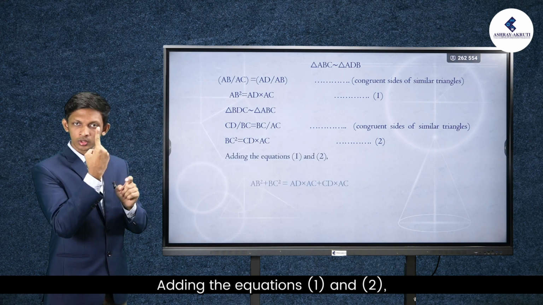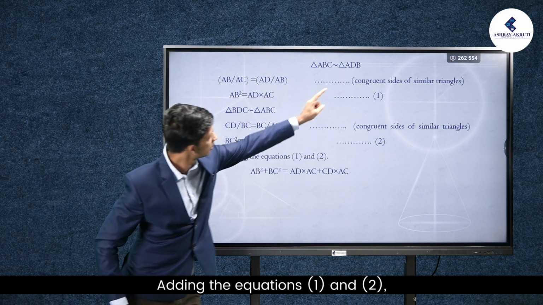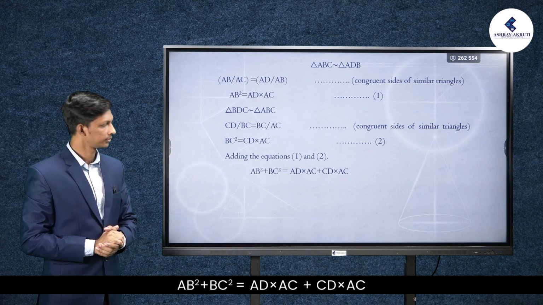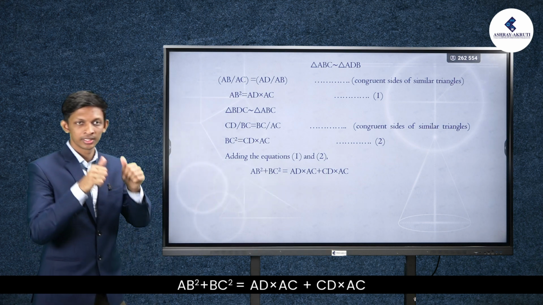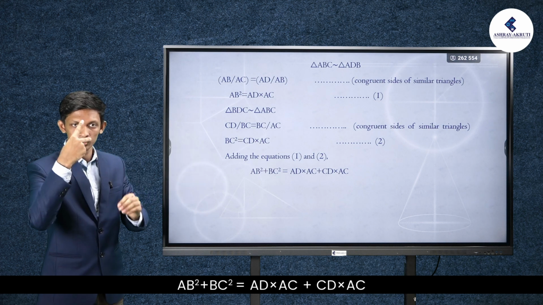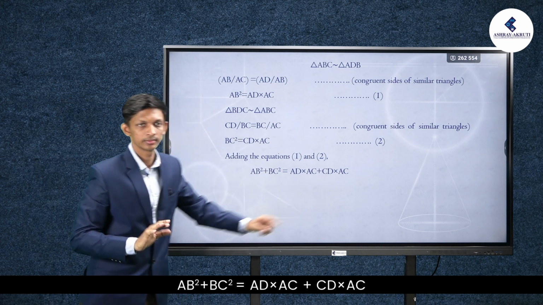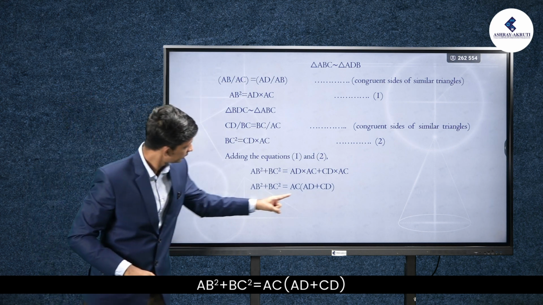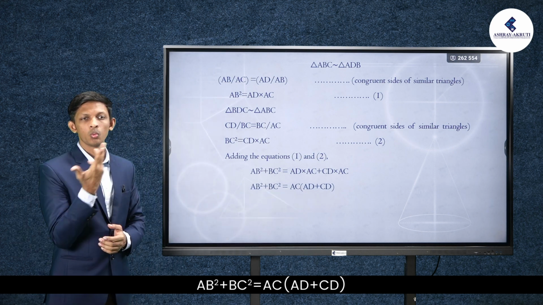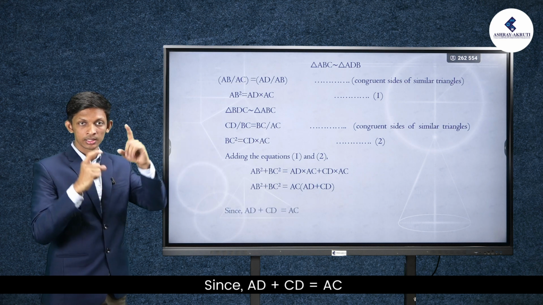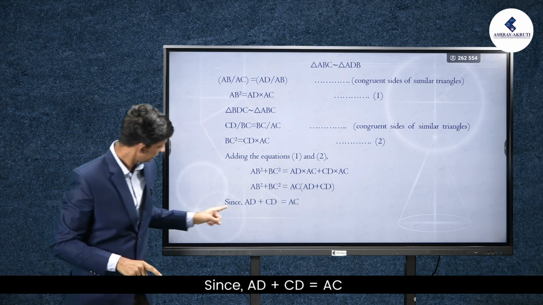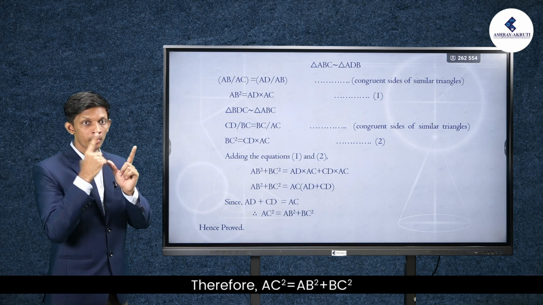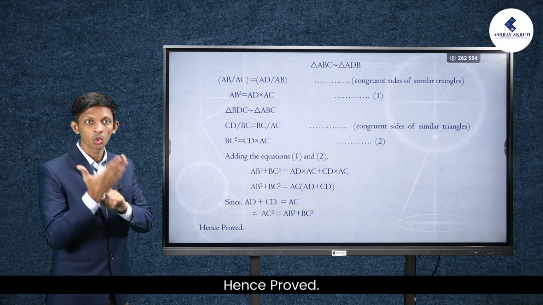Adding equations 1 and 2, we get AB square plus BC square is equal to AD into AC plus CD into AC. AB square plus BC square is equal to AC into AD plus CD. Since AD plus CD is equal to AC, therefore AC square is equal to AB square plus BC square. Hence proved.